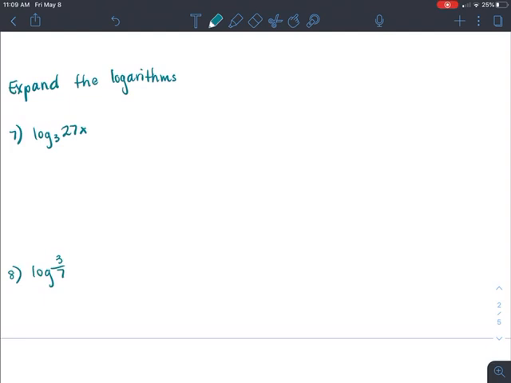So here I have log 3 of 27x. Now, at first you might have a little trouble with this one, but what I want you to imagine is that you look at this and say log 3 of 27 times x. So what does that look like now? This looks like the quotient property.